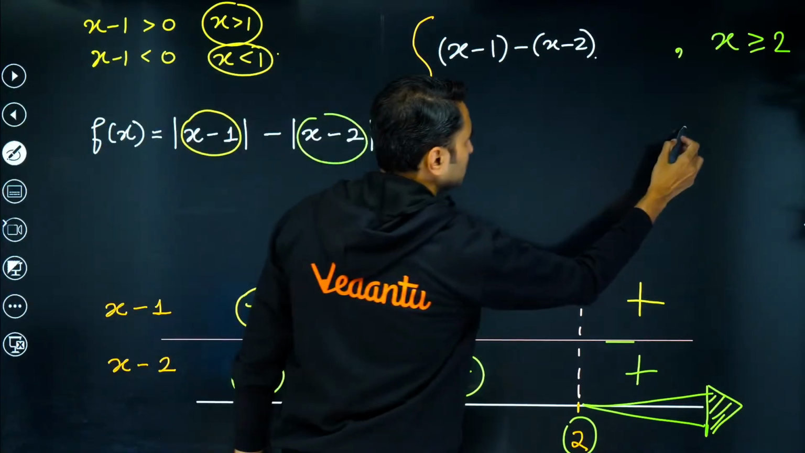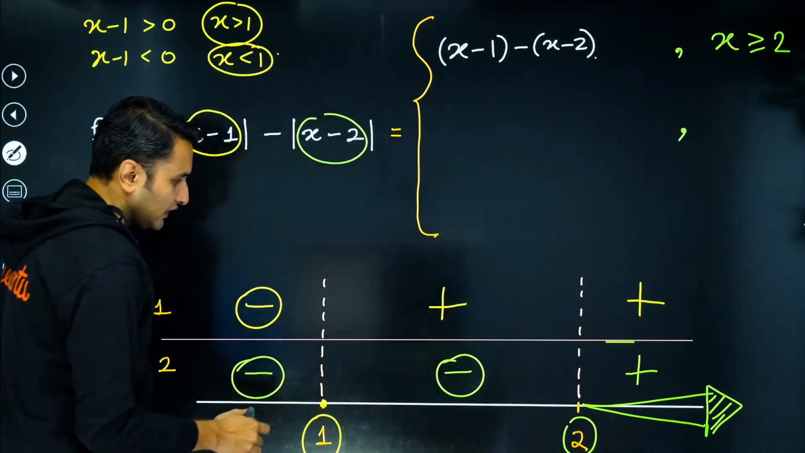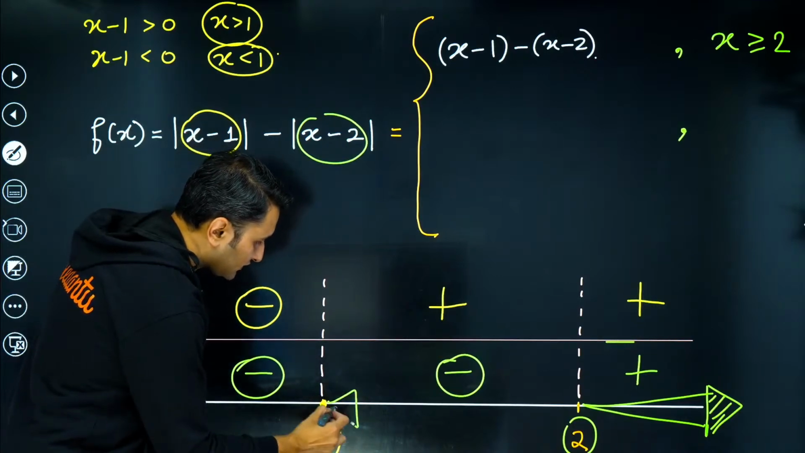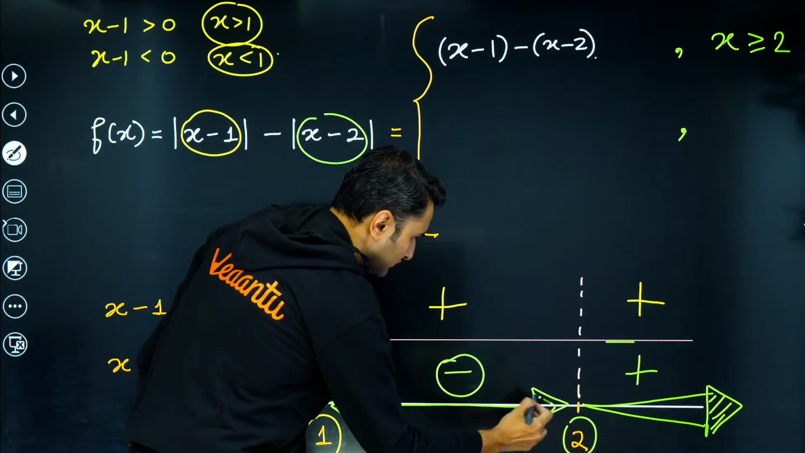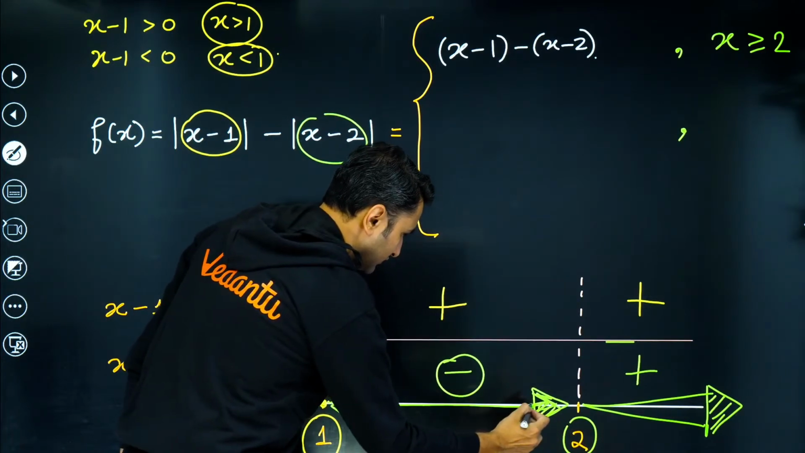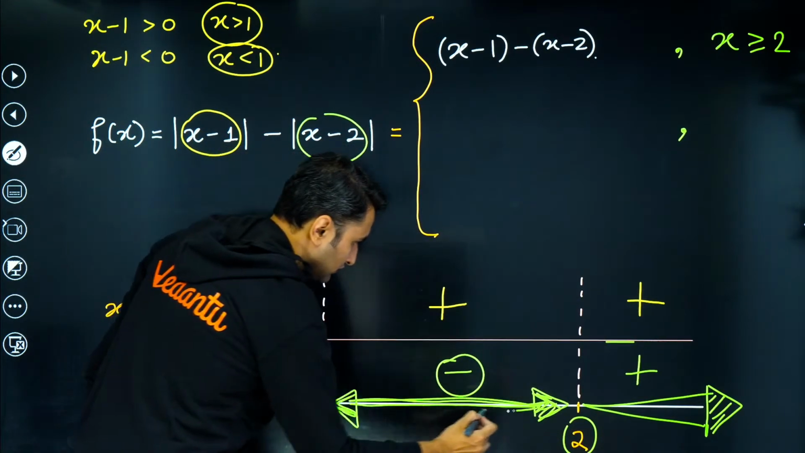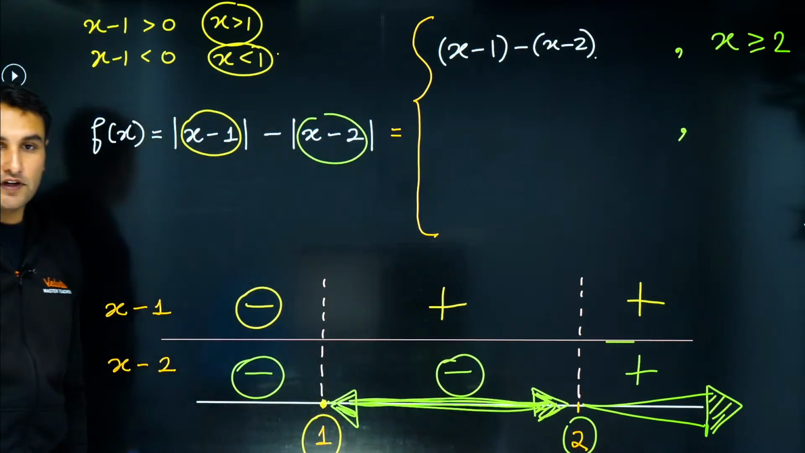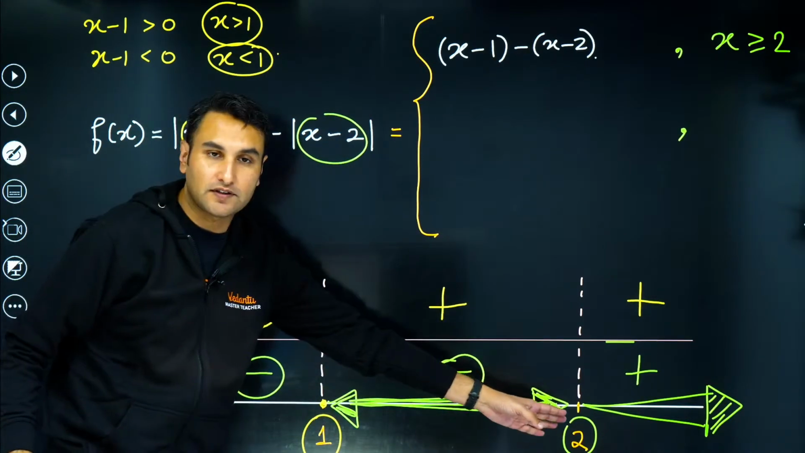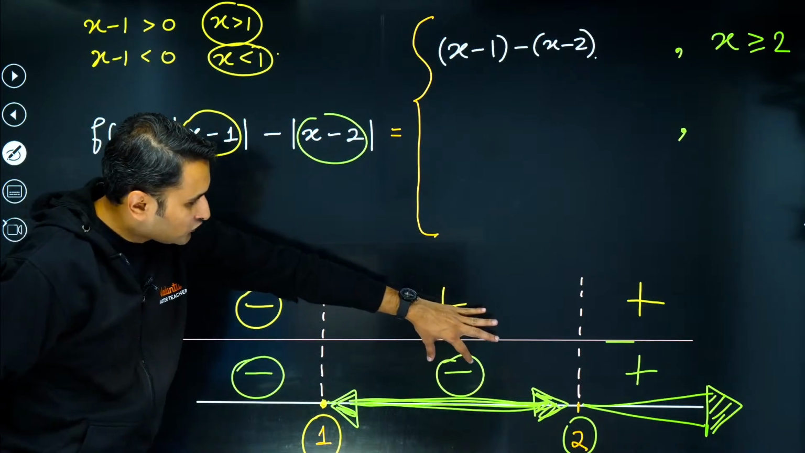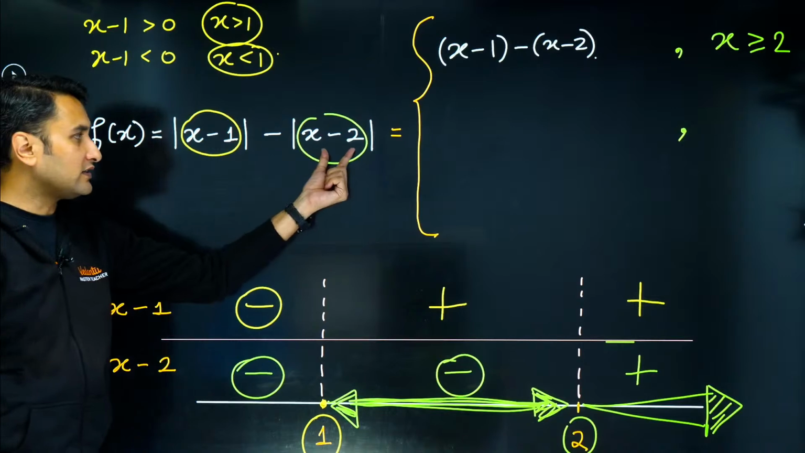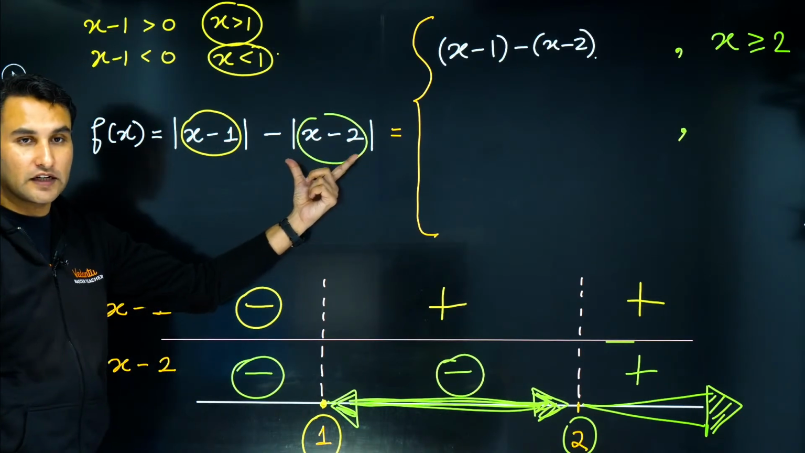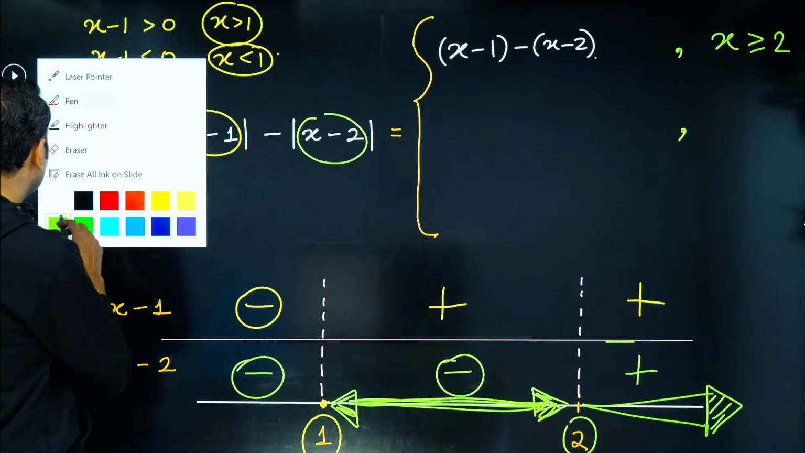The second case is when x lies between 1 and 2, right? So which one is negative? X minus 2 is negative. When something is negative, its modulus opens with a negative sign. All right, let's do that.